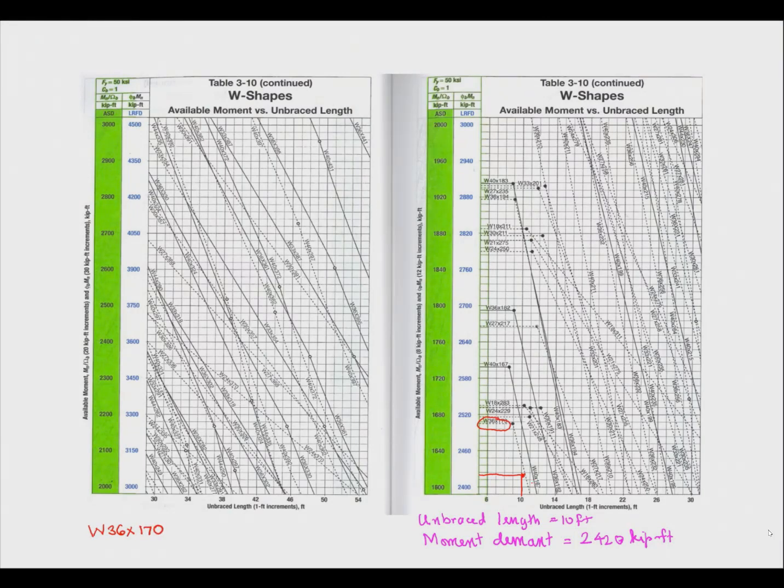However, we see that we bump into a dotted line. When we bump into a dotted line, what that means is there is a lighter section which, for the same unbraced length, will have at least that much moment capacity. So in this case, we might as well use W40 by 167, which is a lighter section but has a larger capacity for the same unbraced length. That's how we read the charts.